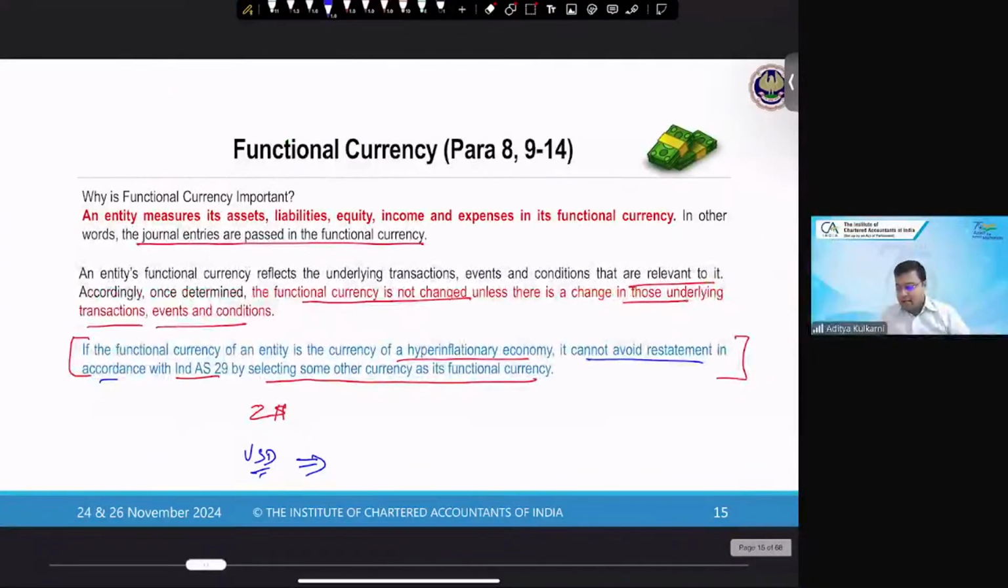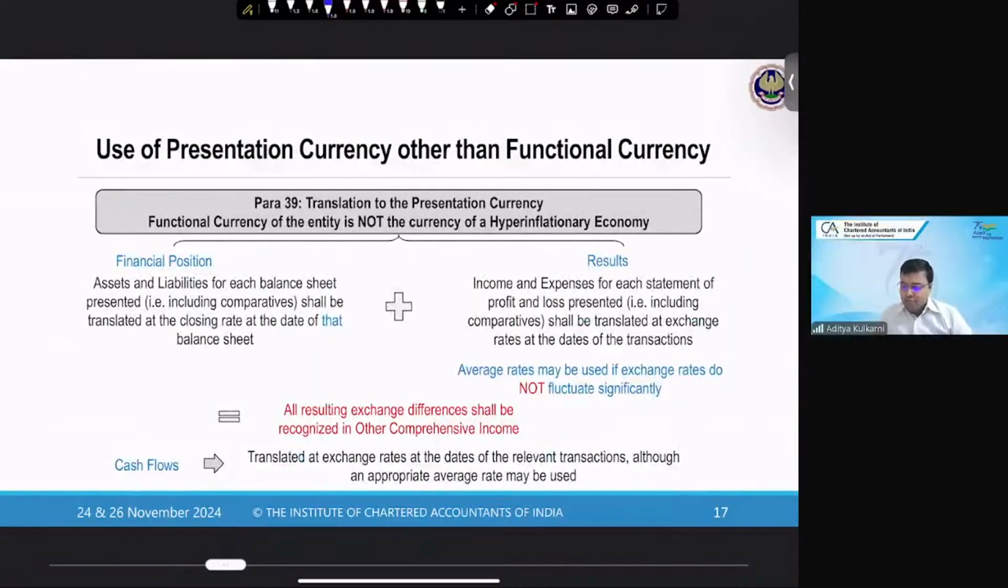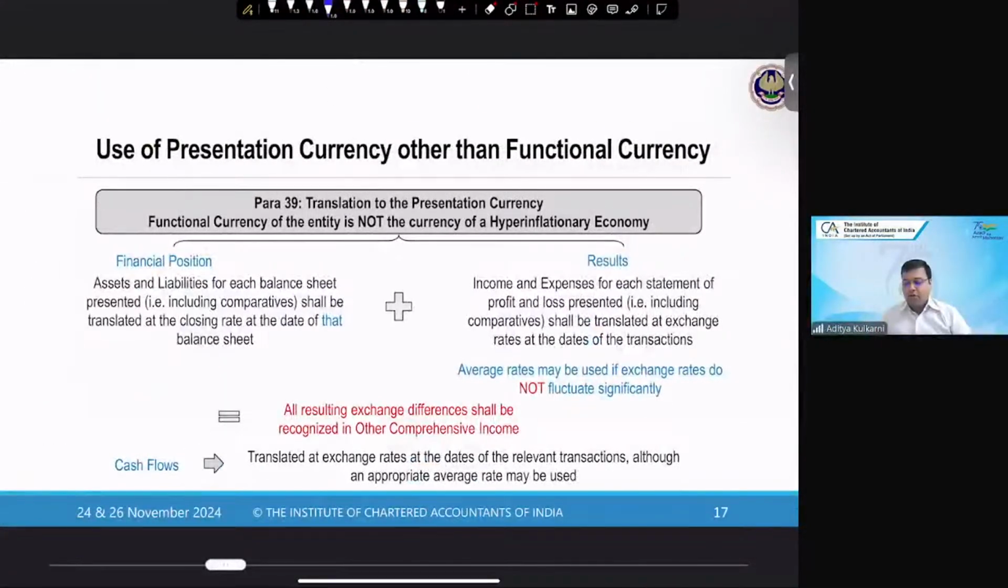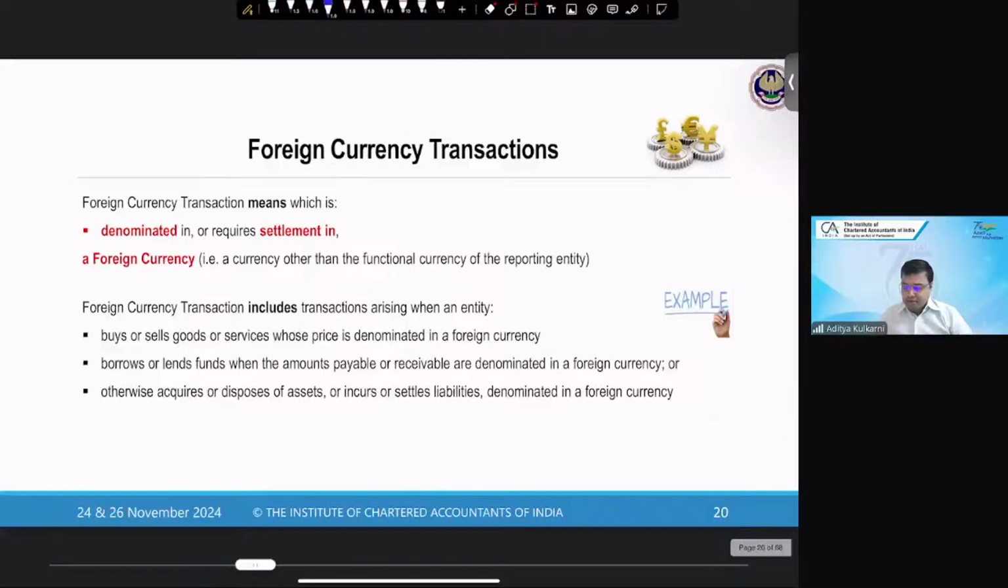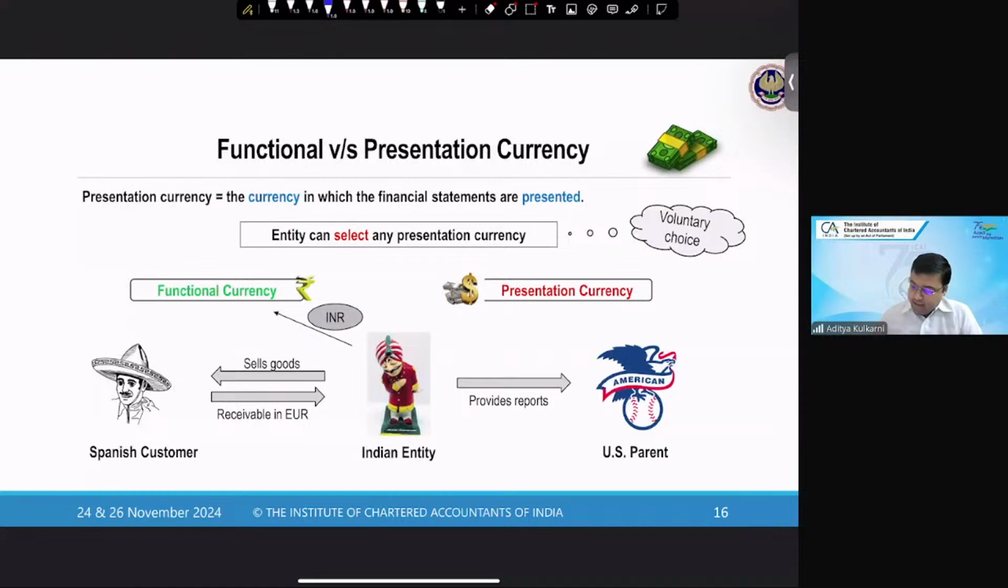So that takes care of functional currency in totality. Now we come to two other small currencies, presentation currency and foreign currency. Okay. All right. ठीक है. So what is presentation currency? Presentation currency is the currency in which the financial statements are presented.